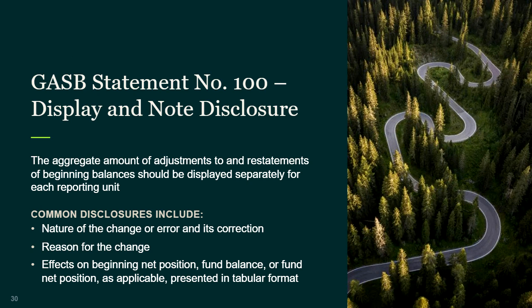Statement 100 also includes presentation and disclosure requirements. In regards to presentation, the aggregate amount of adjustments and/or restatements made to beginning balances for each reporting unit should be displayed in the financial statements. Additionally, the notes to the financial statements should include information about the nature of the change or error, reasons for any change in accounting principles or estimates, and utilize a tabular format to show how changes impact beginning amounts. Again, the disclosure requirements are fairly similar to the existing requirements today.